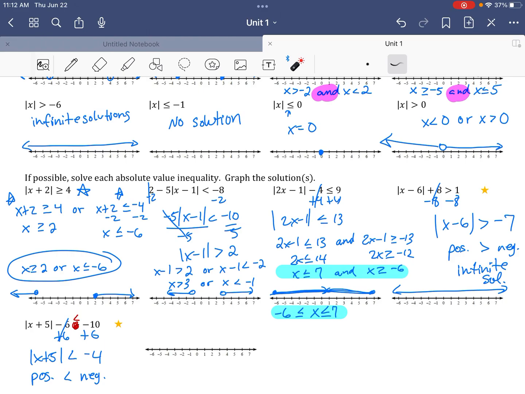So a positive is never less than a negative. So my answer is no solution ever. And this is going to be blank over here. You're going to leave this blank and you're going to write the words no solution.